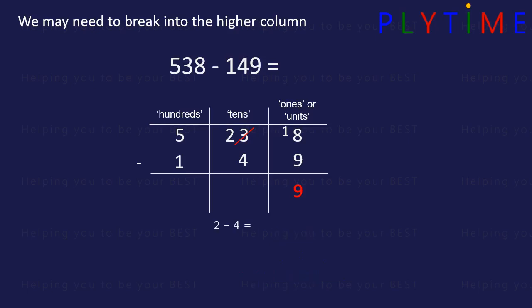Into the next column, 2 minus 4. We can't take 4 from 2, so we need to exchange 1 from the hundreds to 10 tens. Now we have 12 minus 4. 12 minus 4 equals 8. And finding the hundreds, 4 minus 1 equals 3. So it's a total of 389.